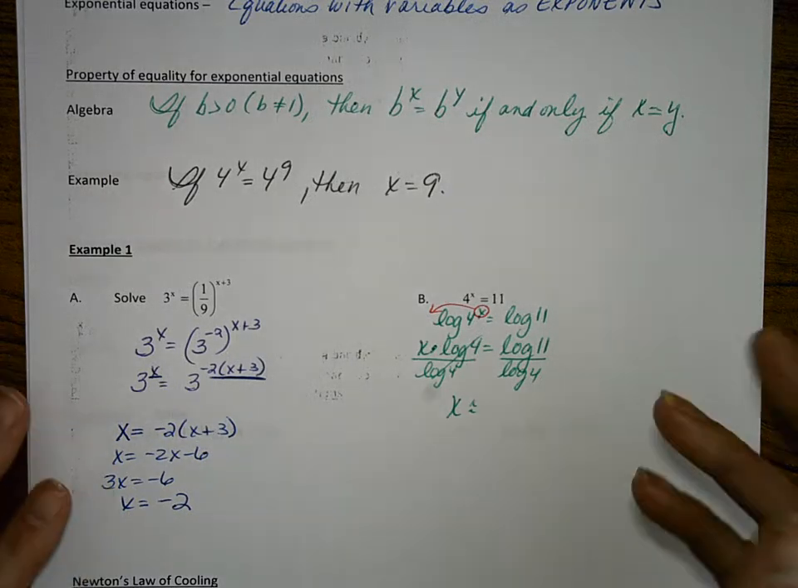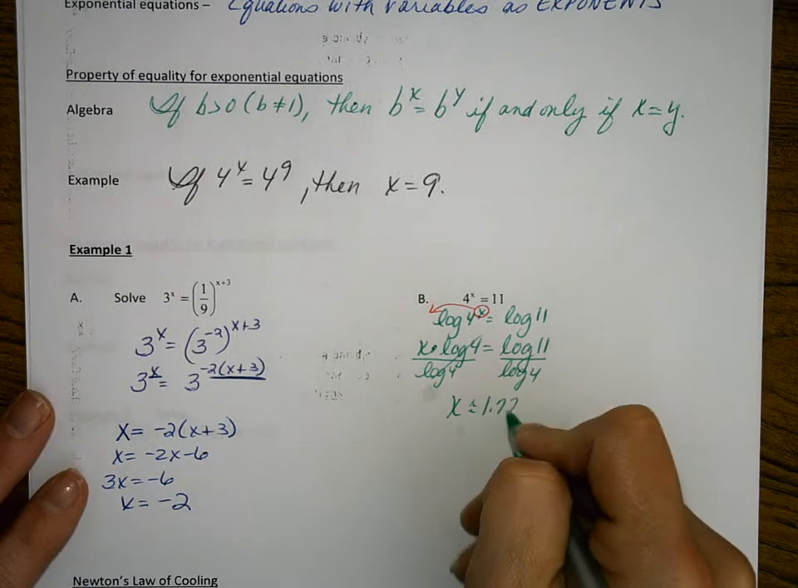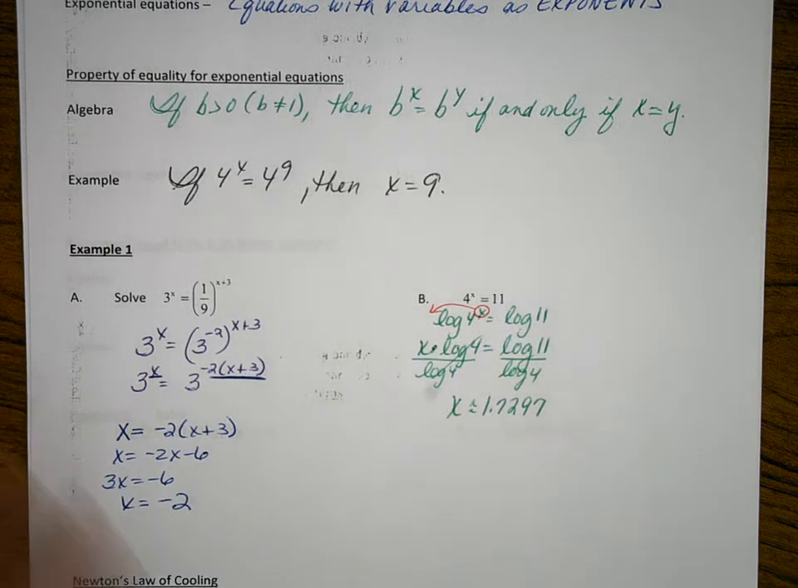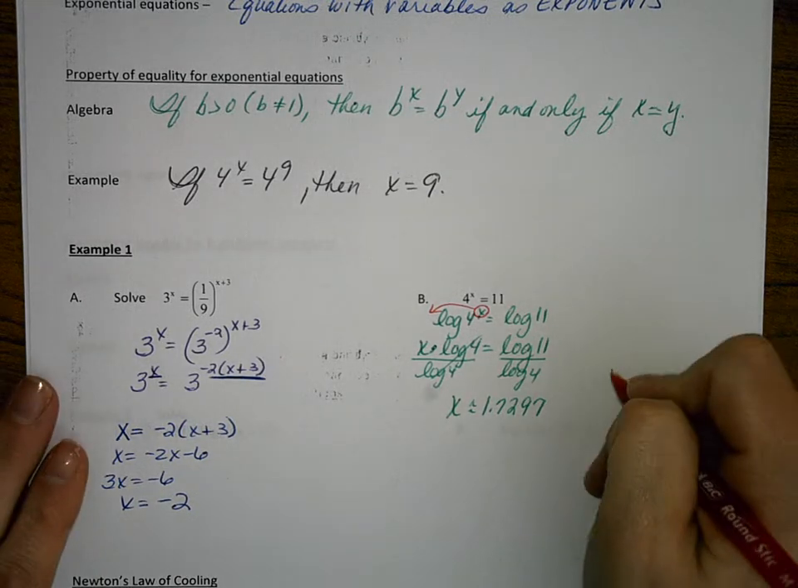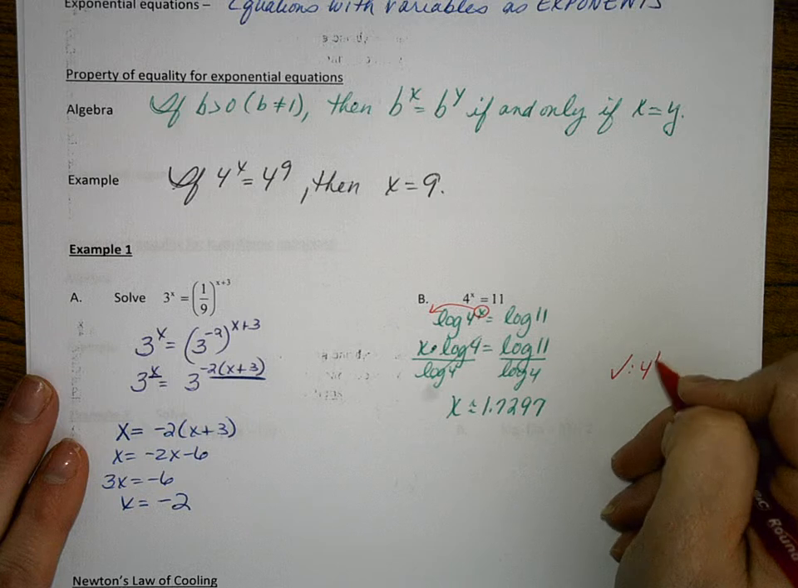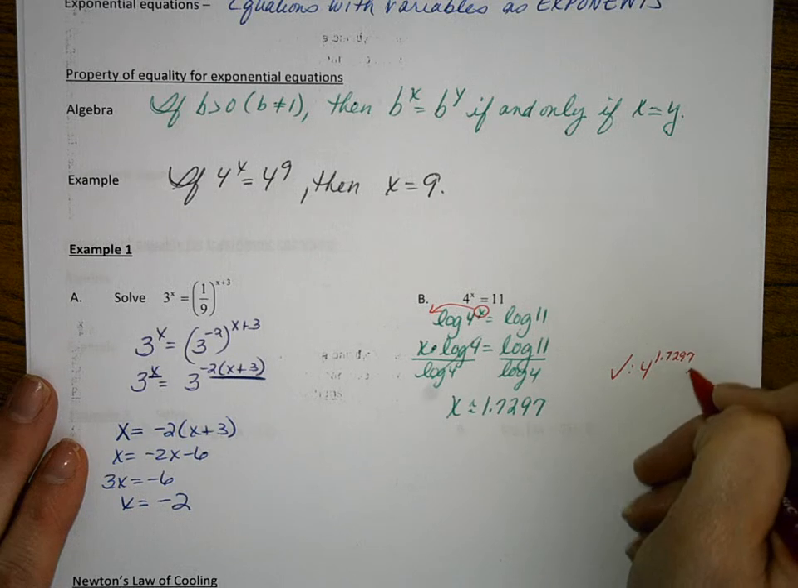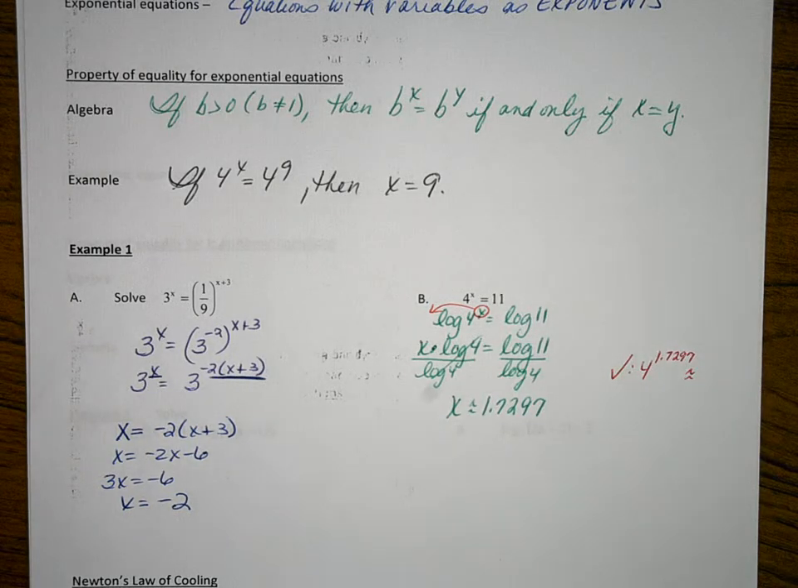What is it? 1.72, about 1.7297-ish. Fair enough. Now, do I have any reason to get these wrong? No, because what can I do? Check. So in other words, 4 to the 1.7297 power, what do you get? Pretty close to 11. It's not going to be perfect. We're rounding, but it's pretty close to 11. Does anybody have an issue with that?